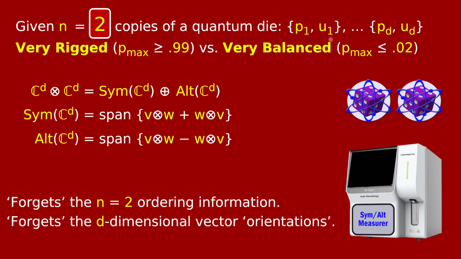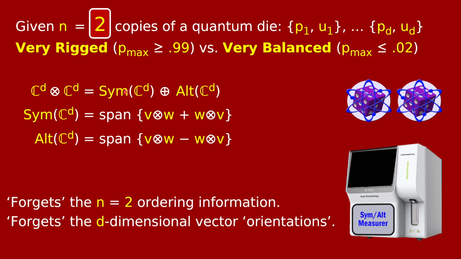For the problem, we don't really care about the vectors u1 through ud, and so we also don't really care about any particular orientation of d-dimensional space. And you see the symmetric and alternating subspaces also don't have any particular favored direction in d-dimensional space.